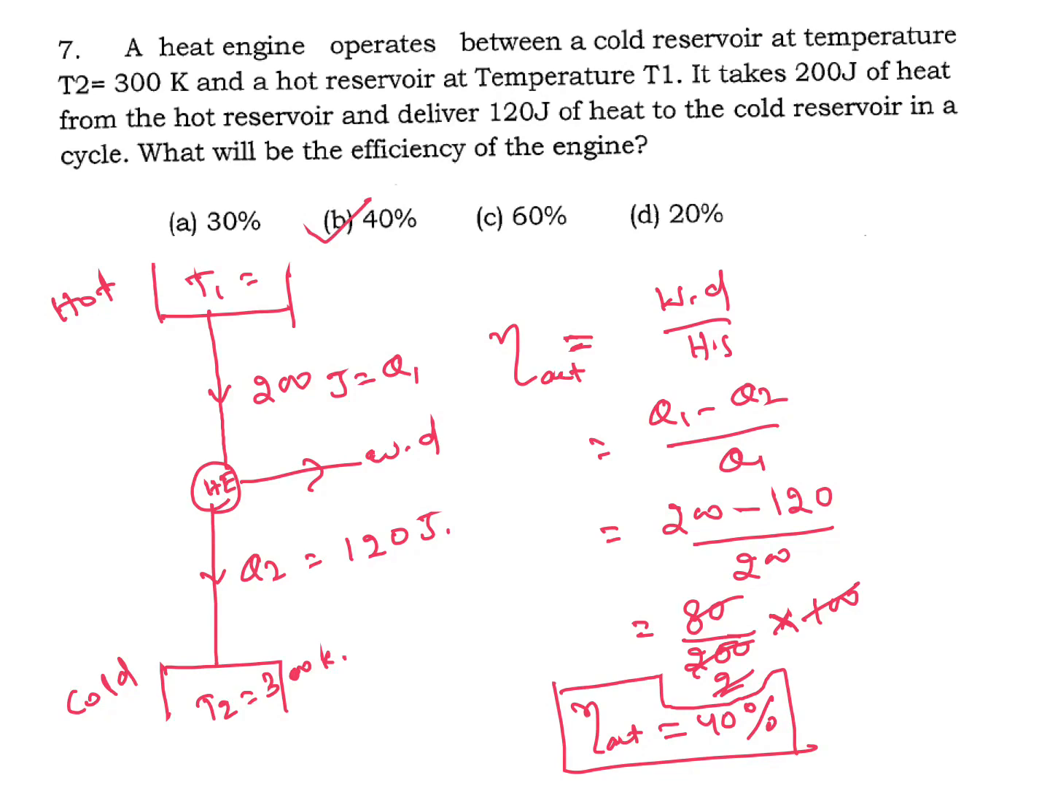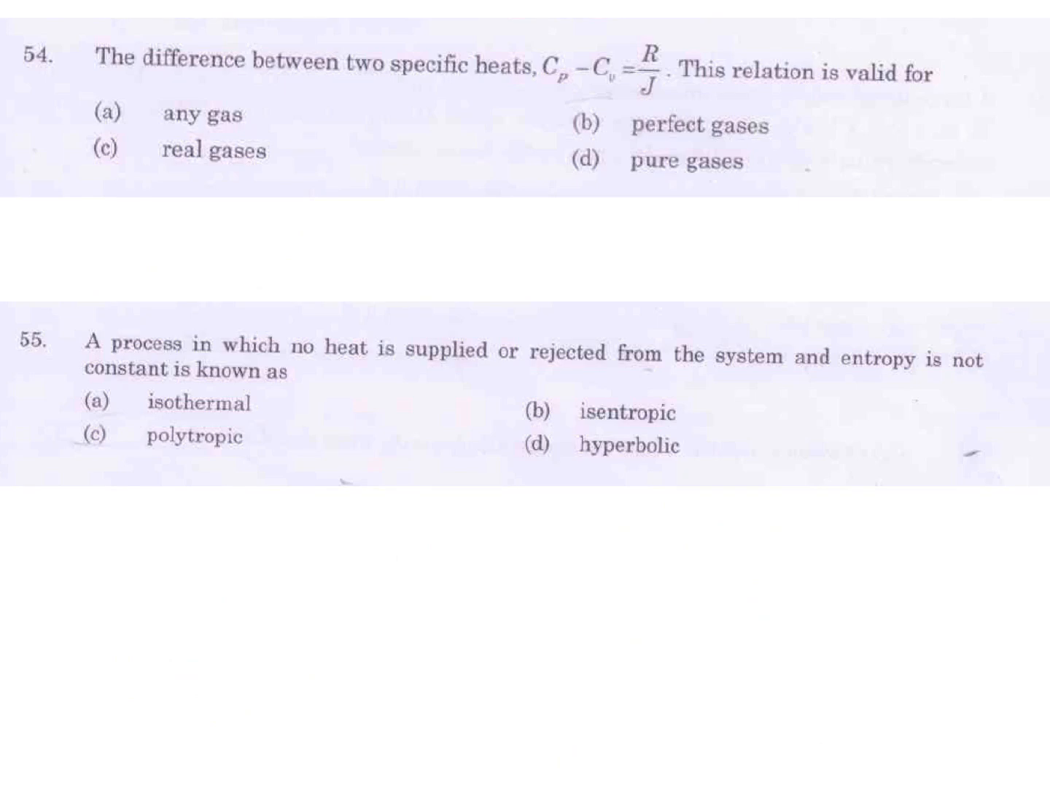The difference between two specific heats, Cp minus Cv equal to R by J. This relation is valid for perfect gases. J is the joule's equivalent. Cp, Cv are all terms already discussed.